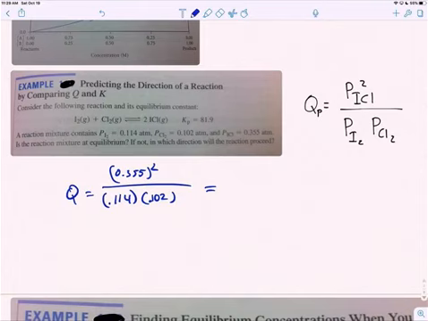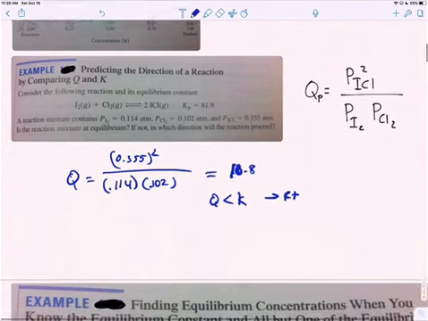Which way will it proceed? So we calculate the Q. The Q is going to be 10.8, so we throw it in our calculator. That is 10.8. And Q is less than K. If Q is less than K, that means we need to shift right. Q is too small, so the top number needs to get bigger and the bottom number needs to get smaller, which means we shift towards products. So shift right.